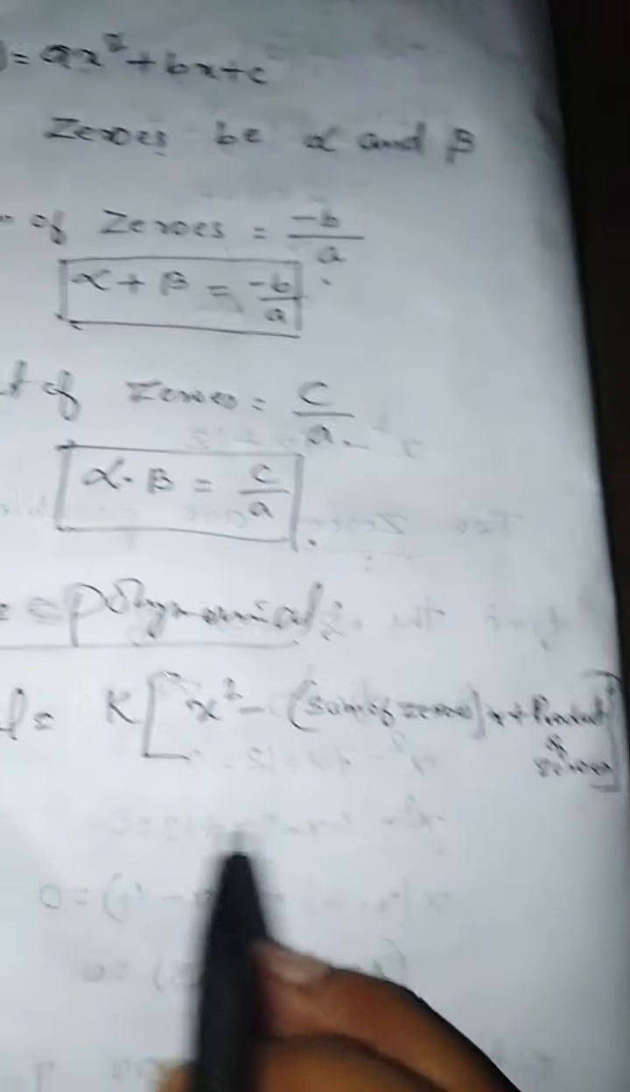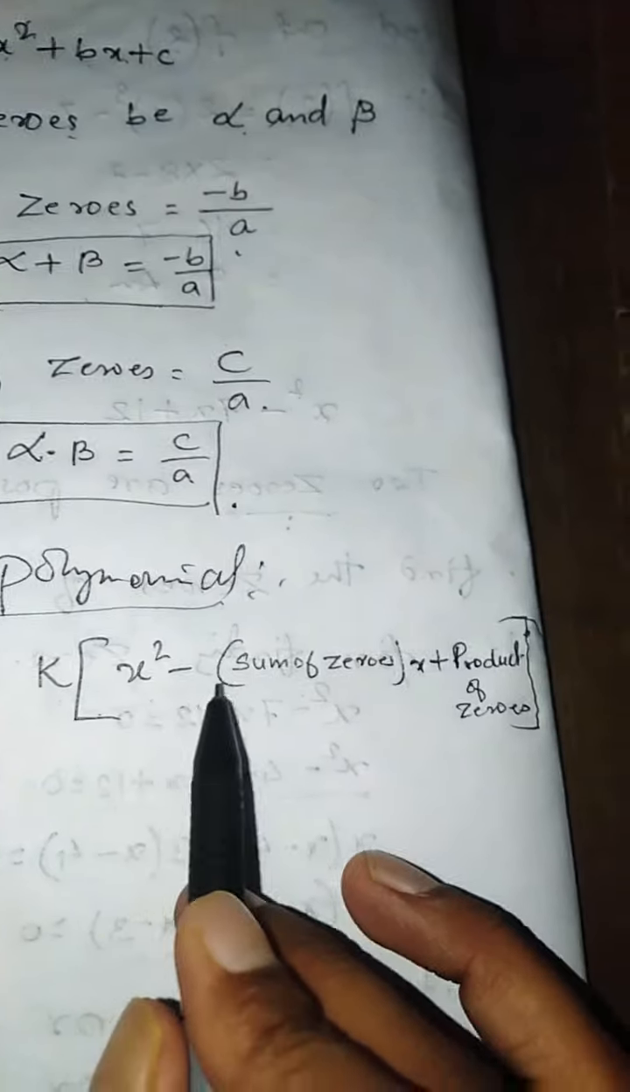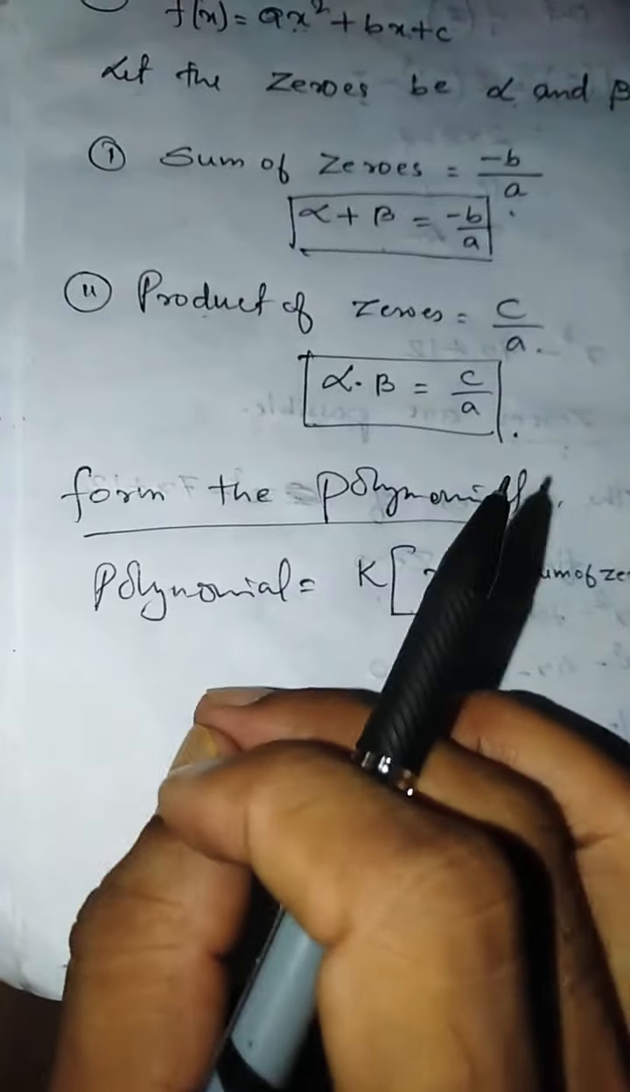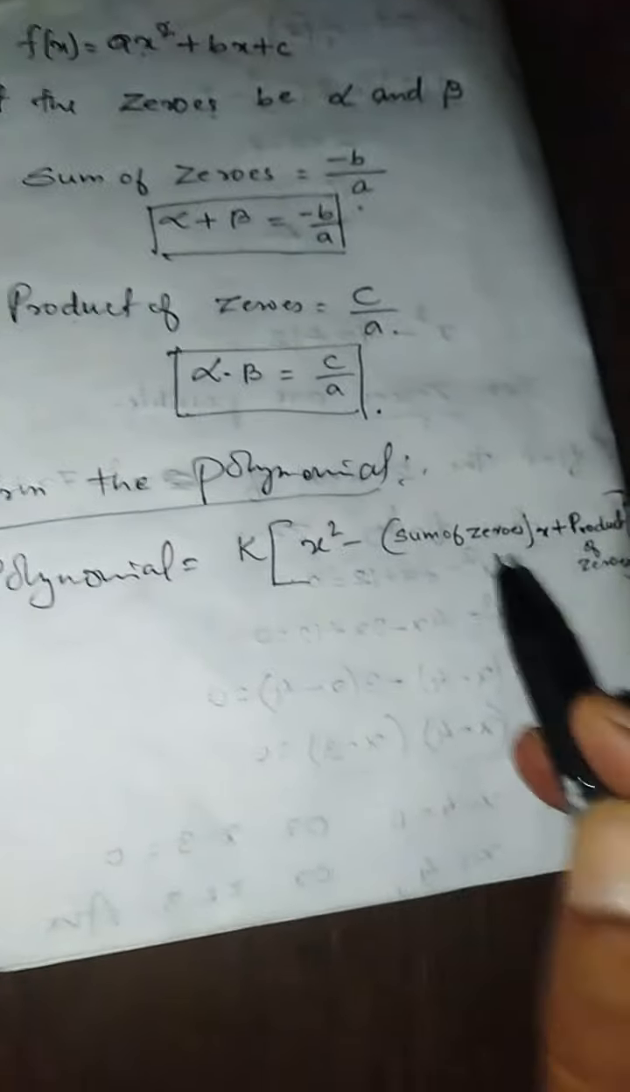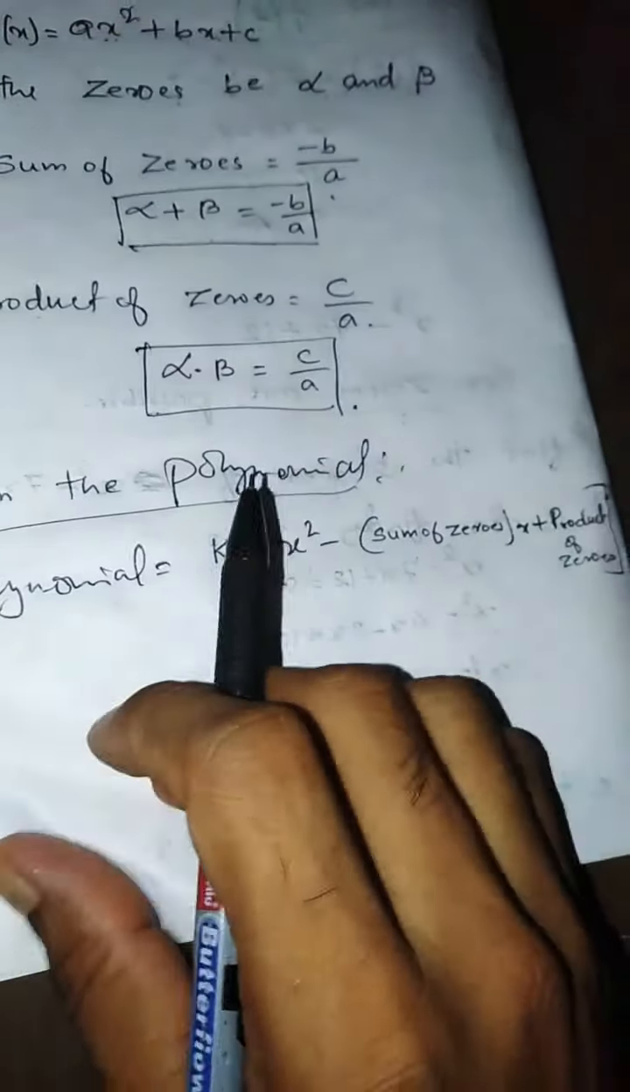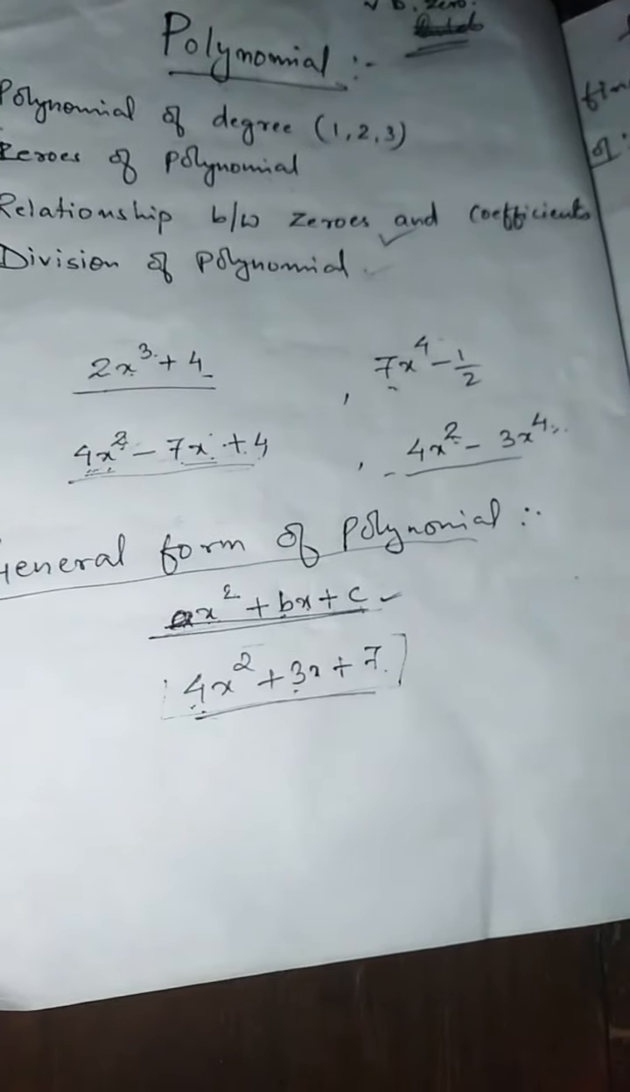Once again I will show you. k bracket open x square minus sum of zeros into x plus product of zeros. This formula is used to form the polynomial, whenever the question is asked, form the polynomial when sum of zeros and product of zeros are given. We will solve some questions based on these three formulas, then it will be more clear to you.